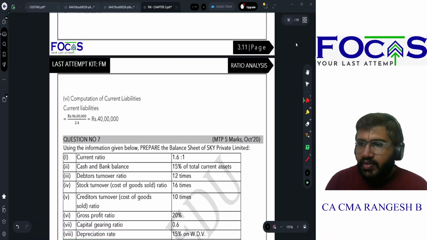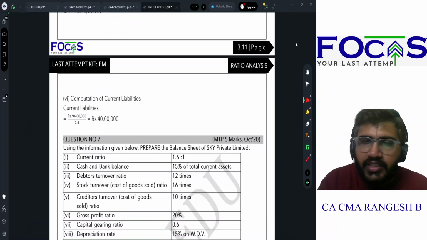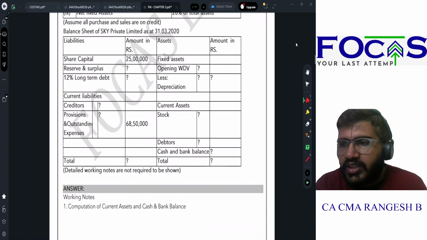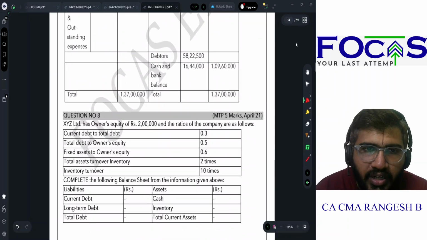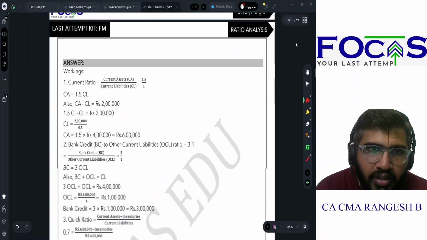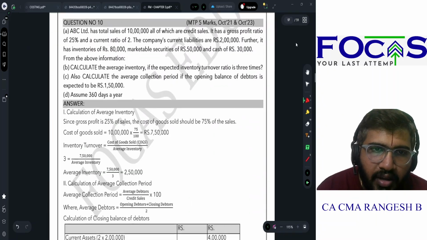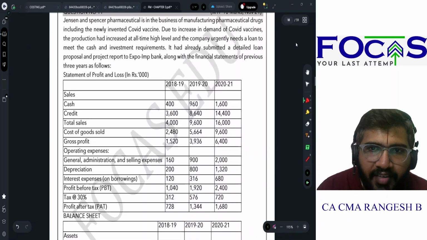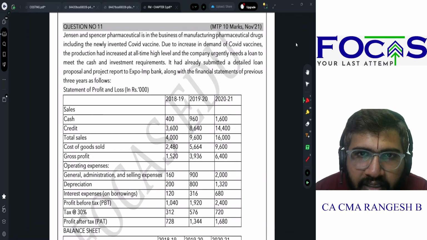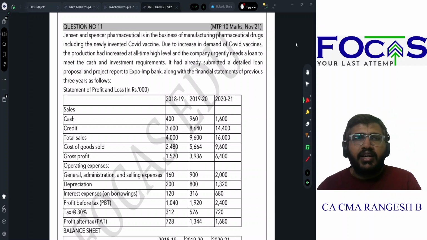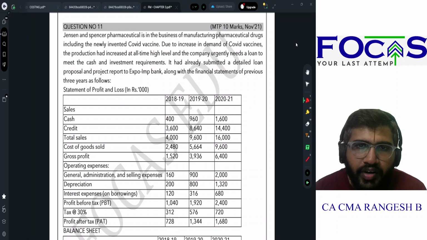Yes, are we clear? That is question number 6. We calculated some key numbers using the different ratios that were given in the question. Now let us go to question number 11, where we compare the performance of a given company with the industry average. Jensen and Spencer Pharmaceutical is in the business of manufacturing pharmaceutical drugs, including the newly invented COVID vaccine.